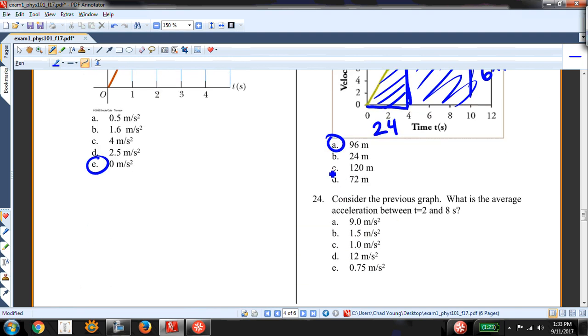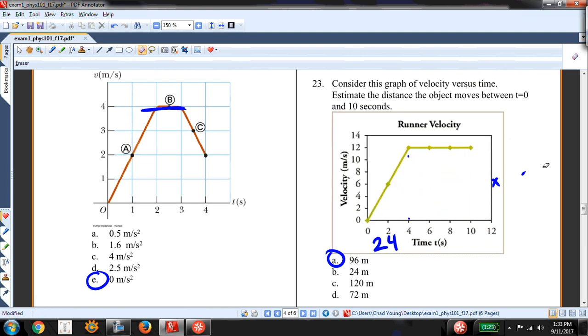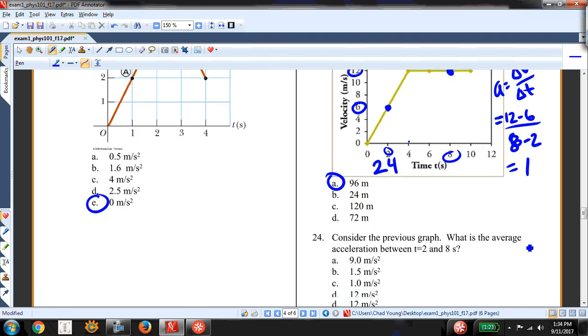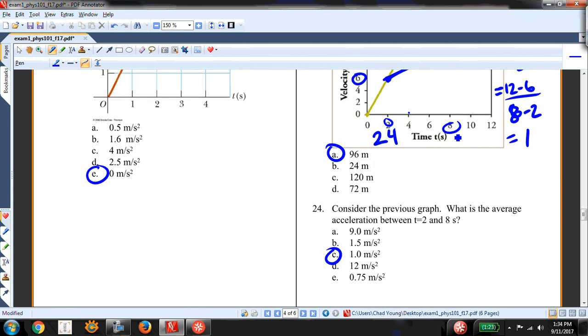What is the average acceleration between t equal 2 and t equal 8 seconds? Well, a couple ways you can do that, or think about this. There's really only one way to do it. Between t equal 2 and t equal 8 seconds, a is equal to delta v over delta t. That is going to be vf, which is 12 minus 6, divided by delta t, which is 8 minus 2, which is also 6. 8 minus 2, and that's equal to 1. 1 meter per second squared. That, by the way, is the slope of this line. It's a slope of 1.